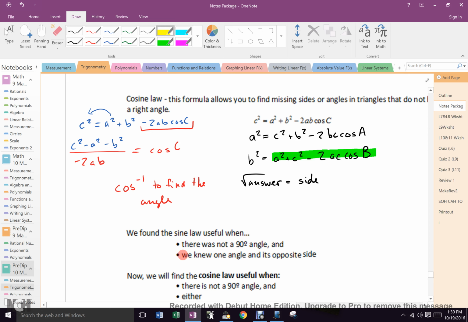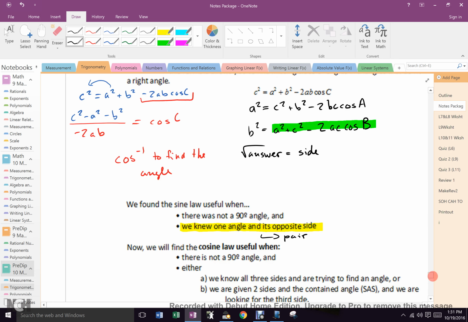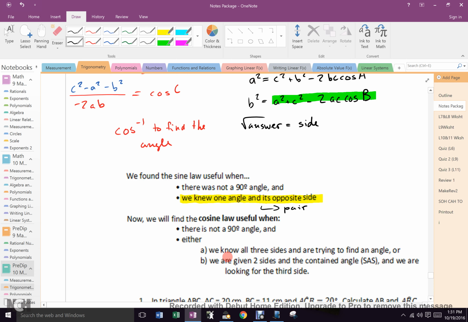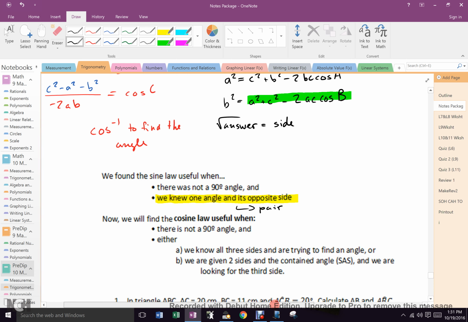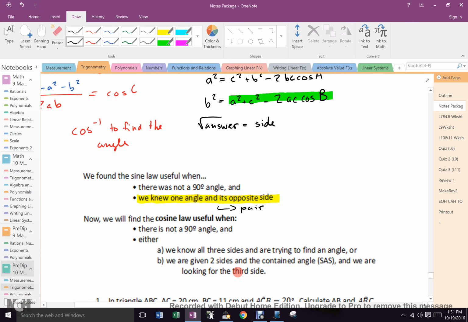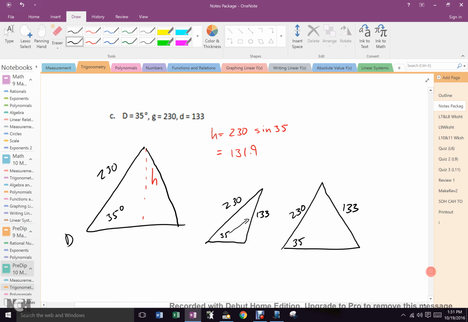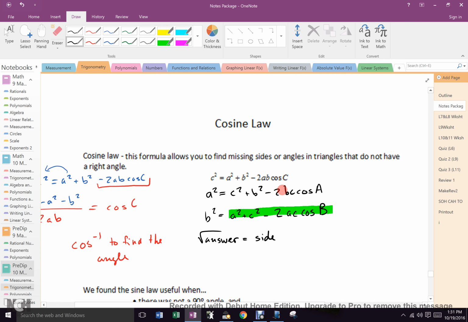Now, here's a bunch of stuff. This is what we needed for sine law, right? Right there. If sine law, that's the pair. If we had a pair, we could do sine law. If we don't have a pair, we got to do cosine law. And these are the two options. All three sides, and we find an angle. Or two sides, and we want the third side. Which of these, this finds a side, this finds an angle. Cool? Everybody good?